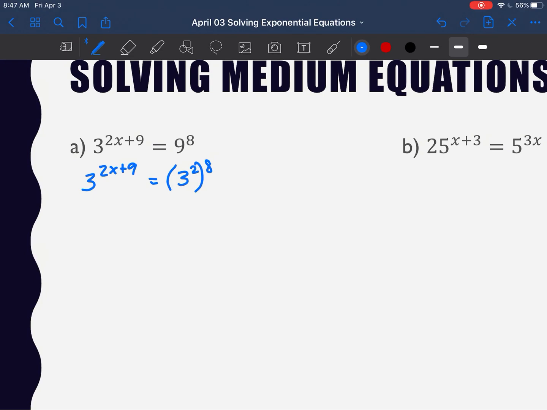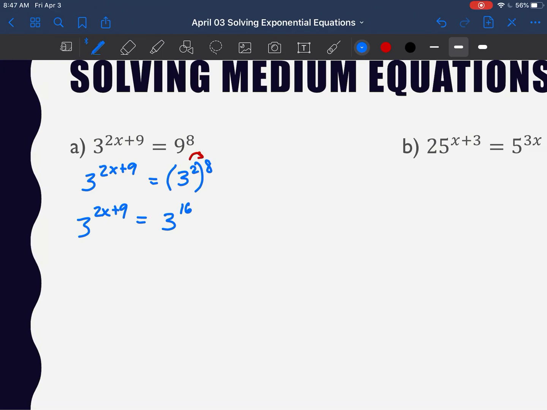And then we can't cancel the 3's out yet until we deal with the parentheses. So to deal with the parentheses, you have a power to a power, and hopefully you remember this, the power property, where you take the 2 and the 8 and you multiply them together. So then it would look like 3 to the 2x plus 9 equals, and then multiply the 2 times 8, you get 16, so 3 to the 16.